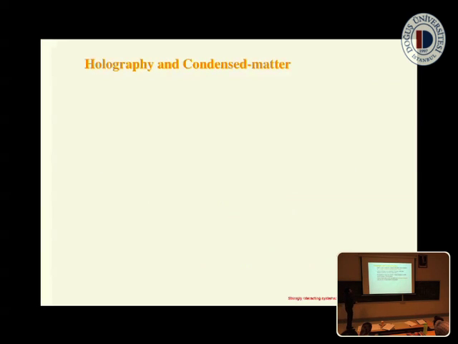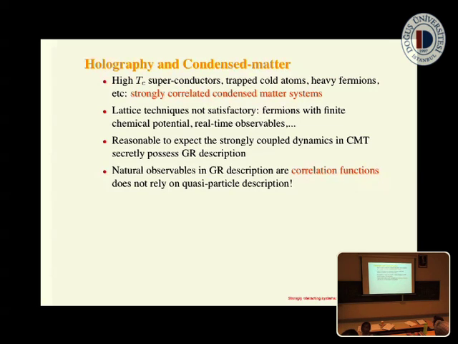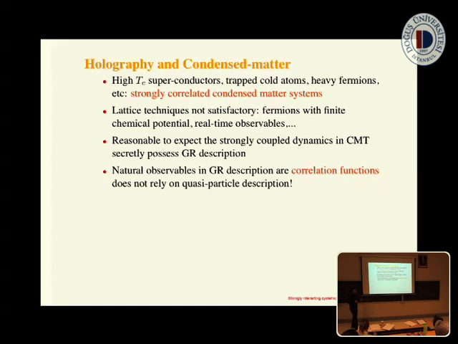Alright, so there are many interesting, strongly correlated condensed matter systems as well, like high-temperature superconductors, like trapped cold atoms, like heavy fermion systems, etc. These are all realized in the lab, so this is very interesting to calculate. And of course, the way to describe them is by quantum field theory.